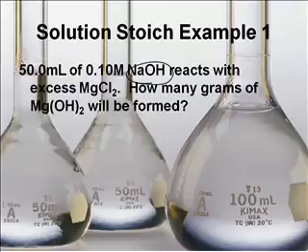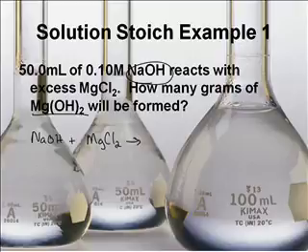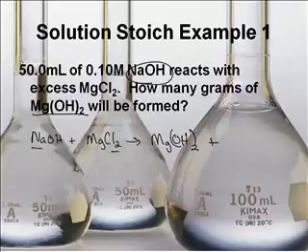So NaOH reacts with excess magnesium chloride, MgCl2. How many grams of Mg(OH)2 are formed? So I've told you one of the products, which is Mg(OH)2. And then the other product would be the sodium is going to get together the chloride. Now warning, I see a lot of students, they'd write NaCl2. And that would be wrong, very, very wrong. Very, very, very wrong.